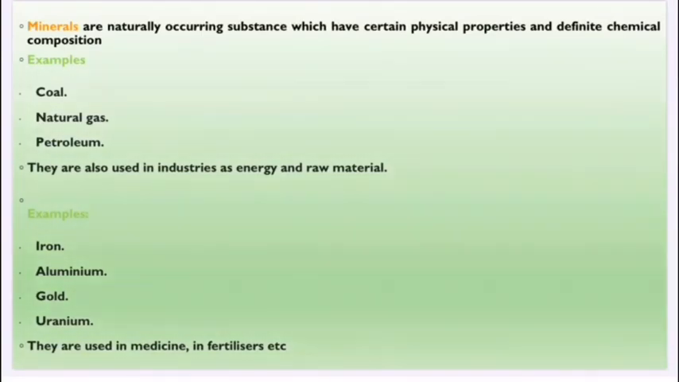Another example is iron, aluminium, gold and uranium. These are used for medicines and fertilizers, for the agriculture process and for medicines. They use these types of minerals for this.